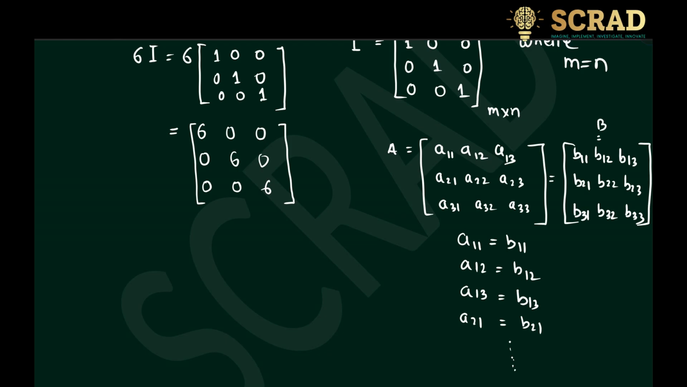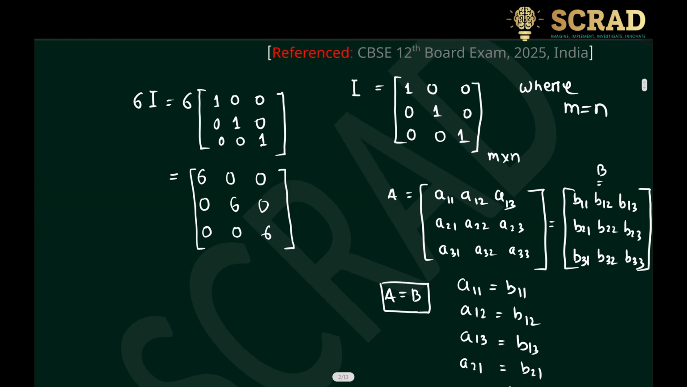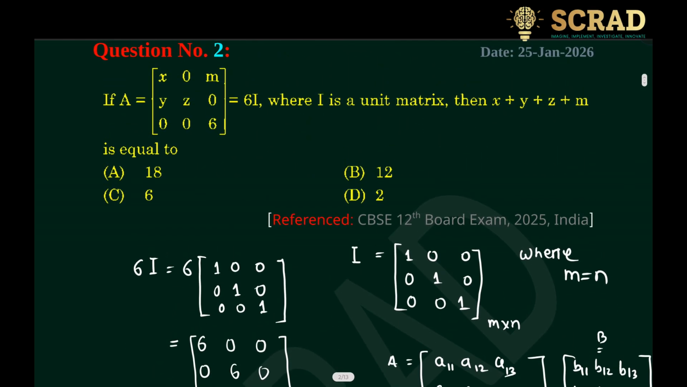Suppose this is B, right? So then only we can say A equals B. If this condition is satisfied, then we can say these two matrices are equal, right? So in this question, A is given as [x 0 m; y z 0; 0 0 6] and it is equal to 6I.